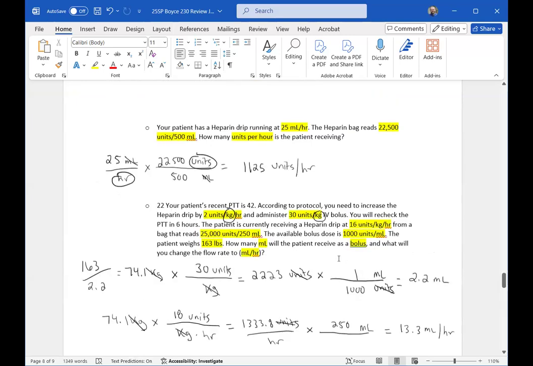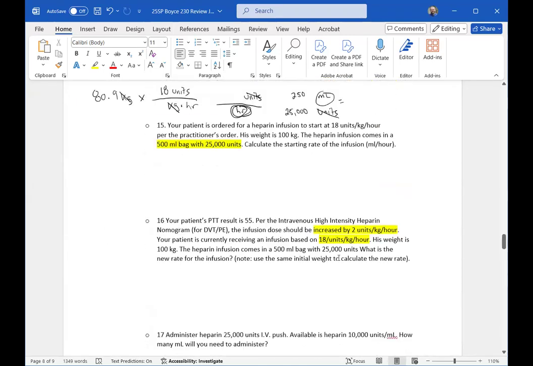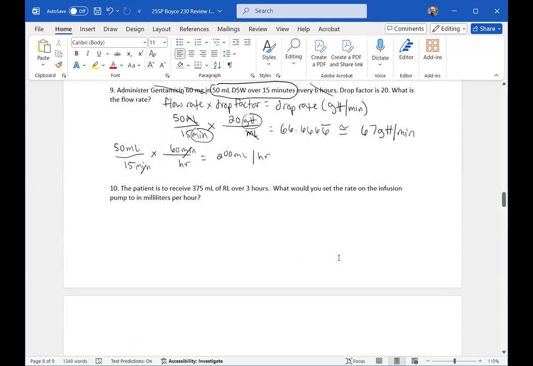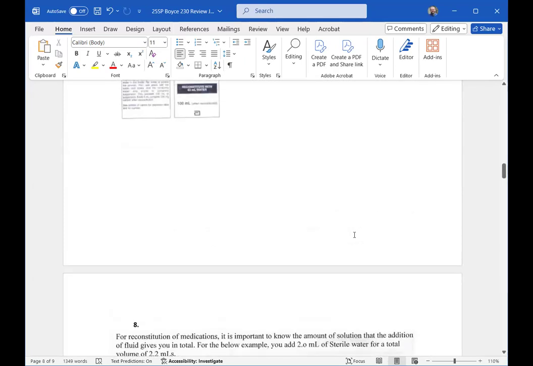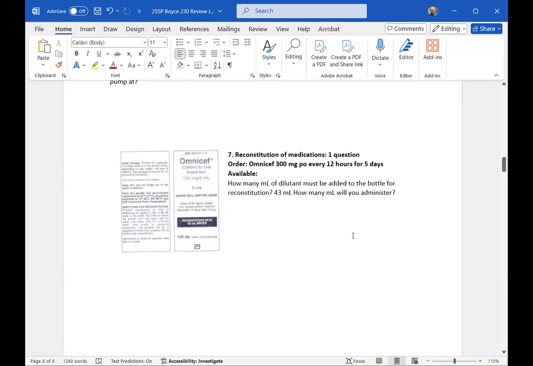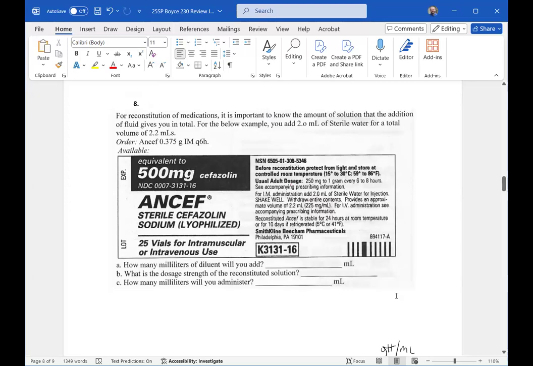I'll go through a reconstitution question because I think that's the only one I haven't gone through with the reviews for 230. Let's see if I can find it. There we go. Okay. It's hard to read this other one, so I'm not going to worry about that one. I'll do this one because I can read it.